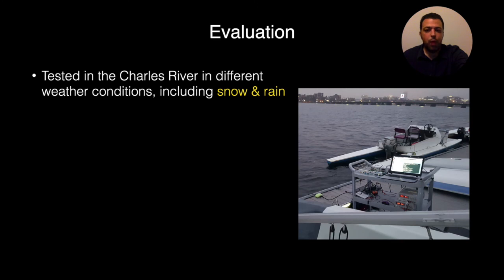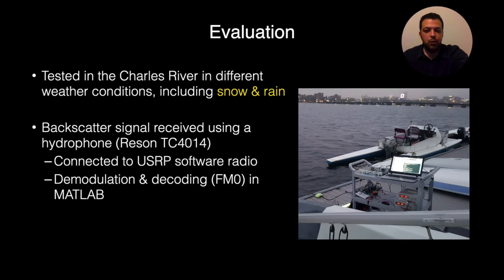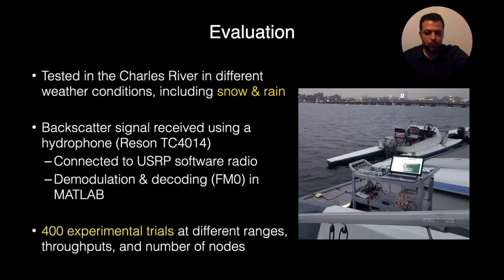For our evaluation, we performed our experiments in the Charles River in different weather conditions, such as snow and rain. We also used a hydrophone, Reson TC4014, to receive the signal, and this hydrophone was connected to a USRP software radio, and at the end we demodulate the signal and decode the FM0 in MATLAB. In total, we ran over 400 experimental trials at different ranges, throughputs, and numbers of nodes.